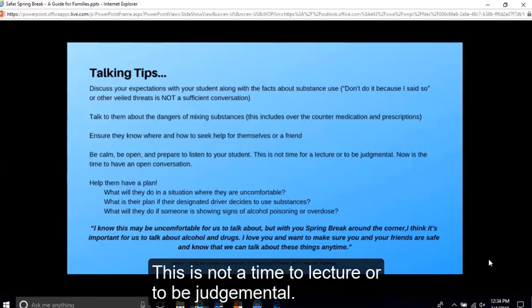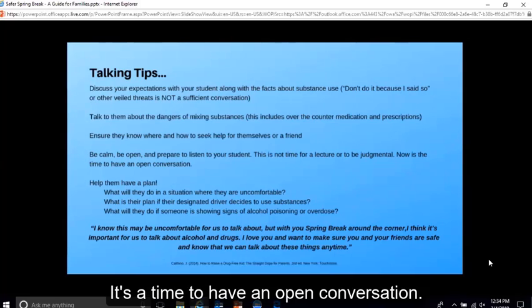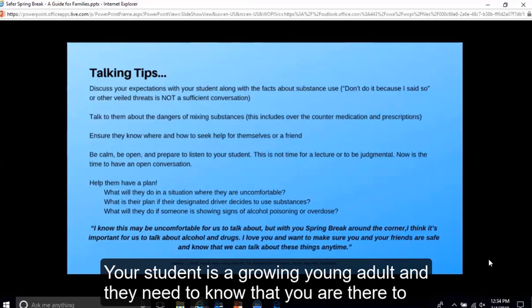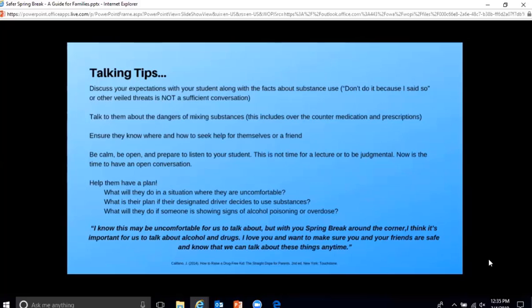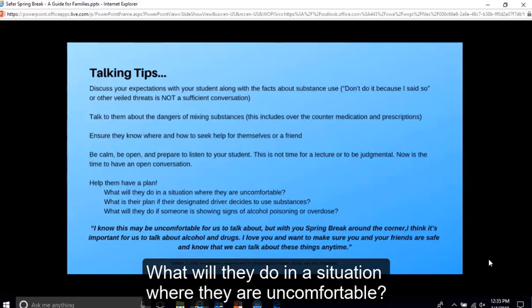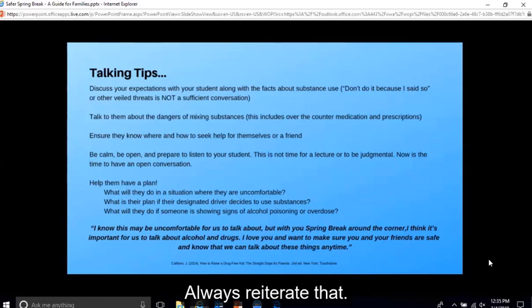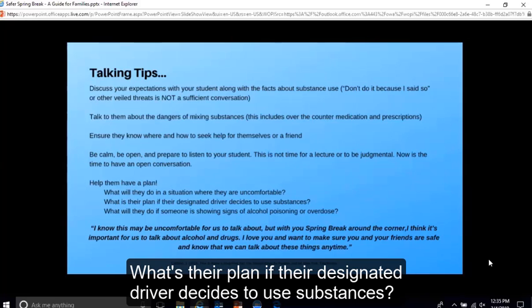This is not a time to lecture or to be judgmental. It's a time to have an open conversation. Your student is a growing young adult, and they need to know that you're there to actually help them through these things and not be judgmental. So help them have a plan. What will they do in a situation where they are uncomfortable? How will they utilize that buddy system? Always reiterate that. What's their plan if their designated driver decides to use substances?